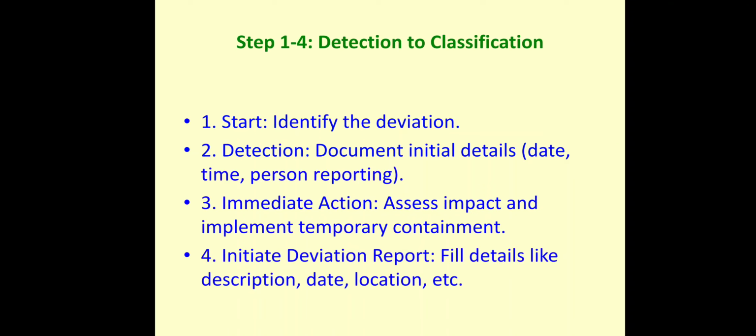Step 4, we initiate a formal deviation report. This includes a description of the deviation, the date and time it occurred, the location, and any known possible root causes. We have to record all this information in the deviation format.